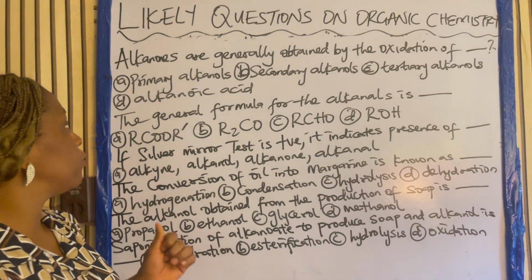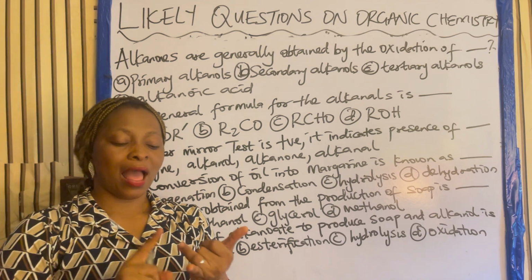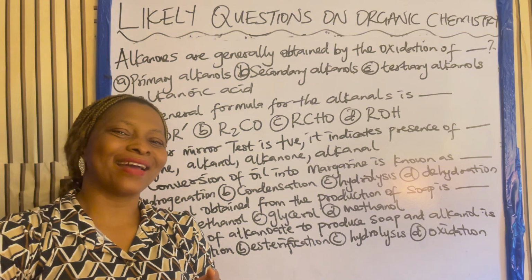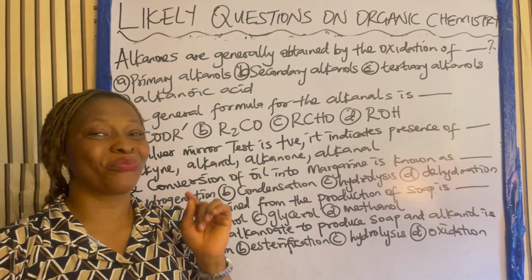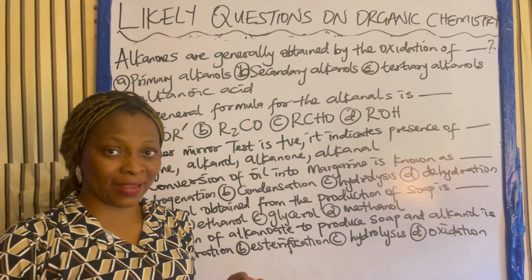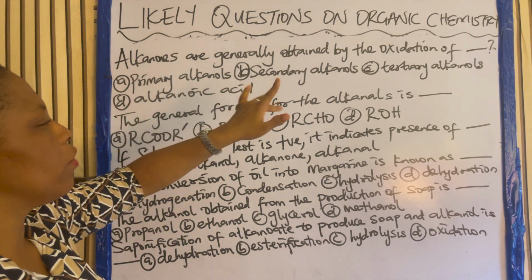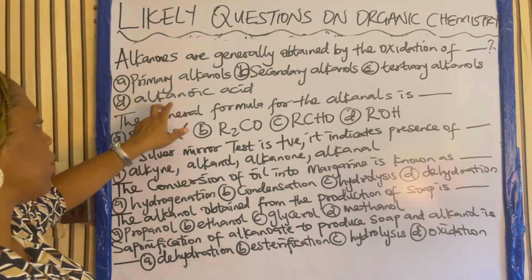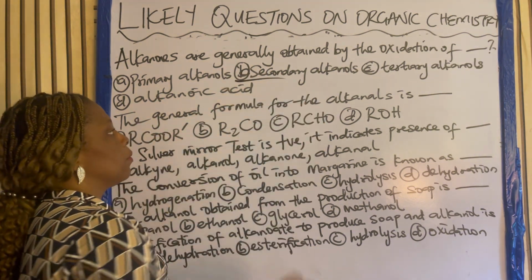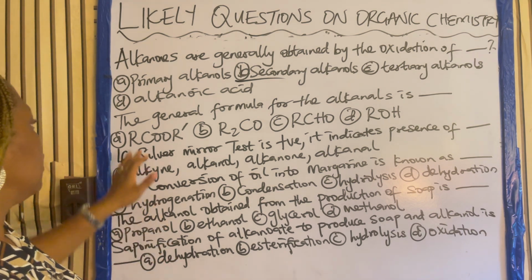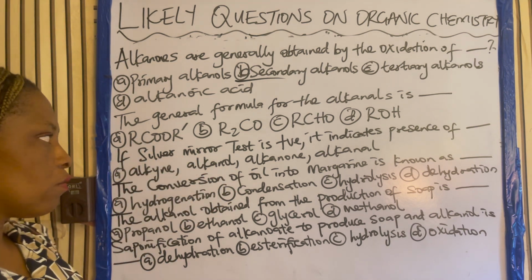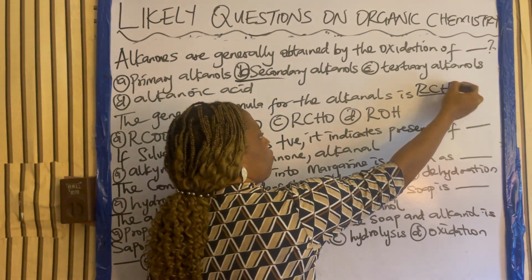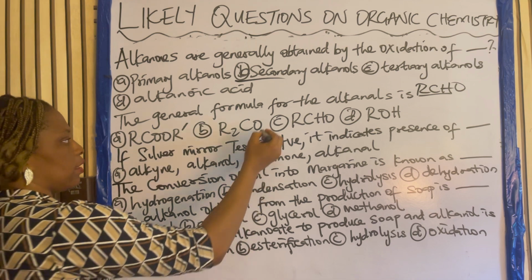Alkanones are generally obtained by the oxidation of what? Now, alkanones are obtained by the oxidation of secondary alkanols, while alkanals are obtained by the oxidation of primary alkanols. Is that taken? Okay. So alkanones are generally obtained by the oxidation of dash: primary alkanols, secondary alkanols, tertiary alkanols, alkanoic acid. Of course, the answer is secondary alkanols. What's the general formula for alkanal? Now, alkanal is CHO. So the answer is C.